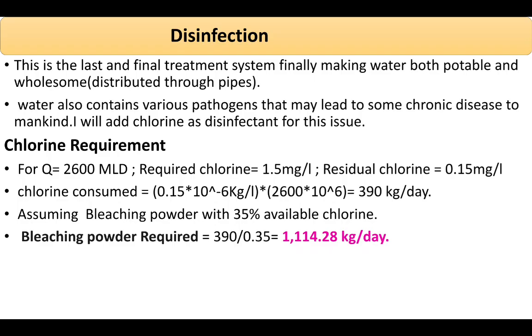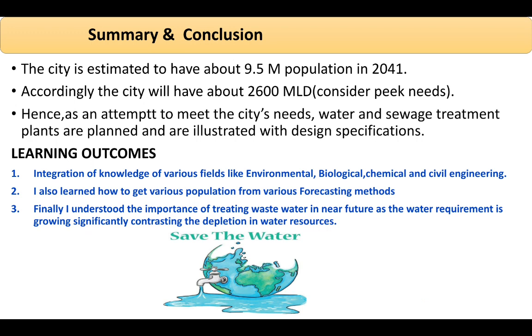So now comes the disinfection part. This is the last and final treatment system, which finally makes the water both potable and wholesome. Water also contains various pathogens that may lead to chronic diseases in mankind, so I will add chlorine as a disinfectant for this issue. The chlorine requirement will be around 1.5 mg per liter. The chlorine consumed comes out to be 390 kg per day, and I'm assuming here bleaching powder with 35% available chlorine. So the bleaching powder required comes out to be 1114 kg per day.